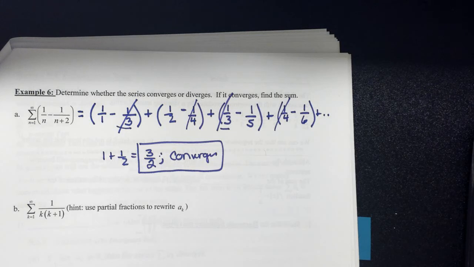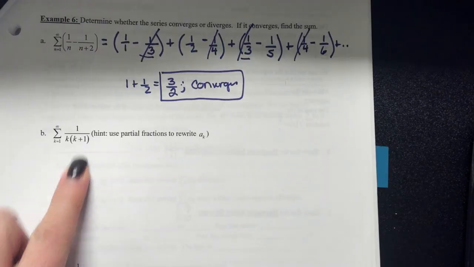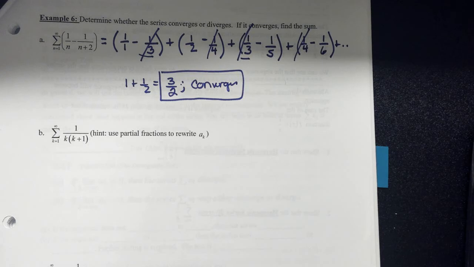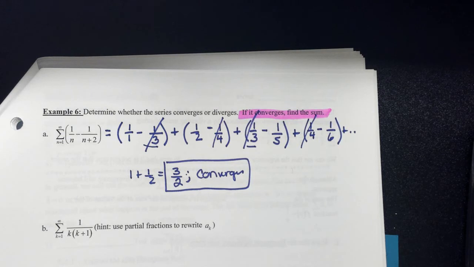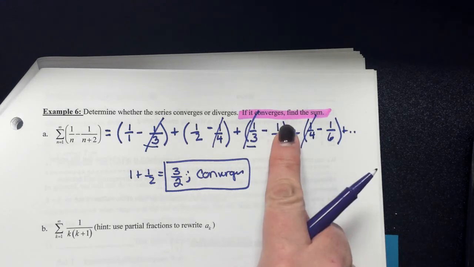Like I said, when you have a question like this on Tuesday, we're going to talk a lot about the P-series, and you're going to be able to know just by looking at this whether it's going to converge or diverge. But the problem is they're asking you to find the sum. There's no rule to tell us what it's converging to. We'll know it converges.